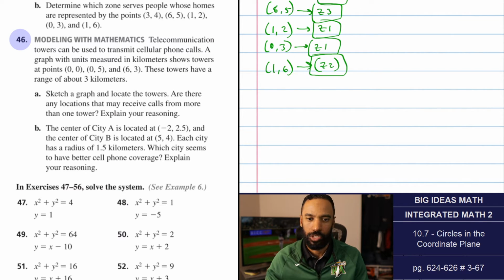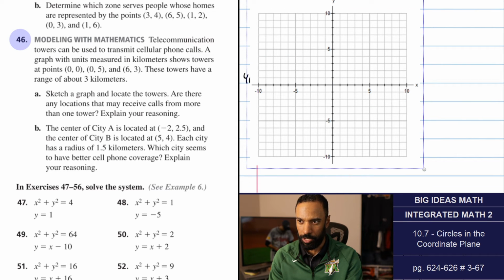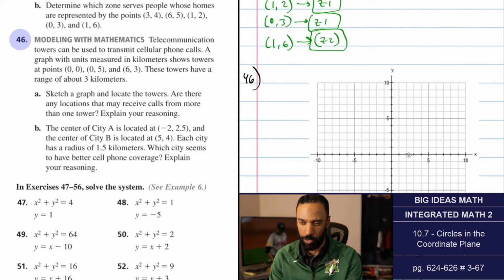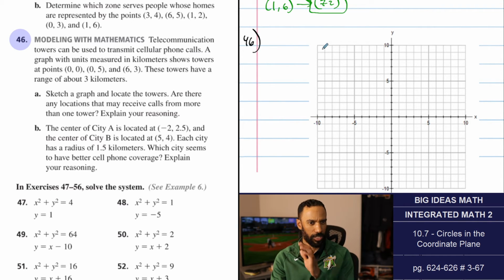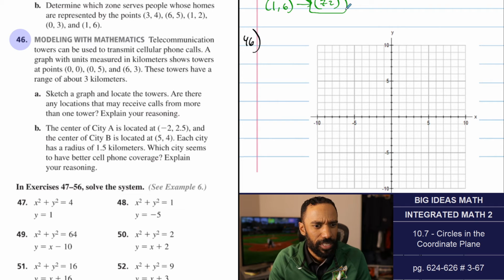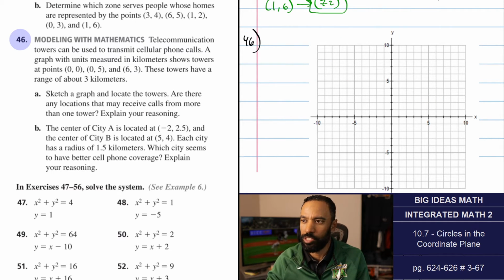Okay, I gotcha. So 46. Are there any locations? All right, so this is where I really do want to use that circle tool. I don't want anything to not be drawn to scale, but I think it will be good. They say towers A, B, and C, or city A, B, and C. A graph with units. So we got 0, 0.